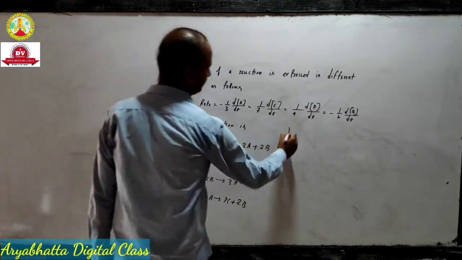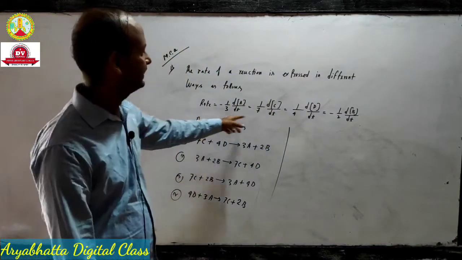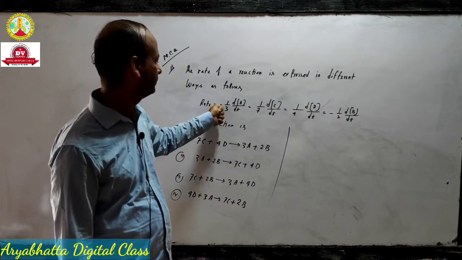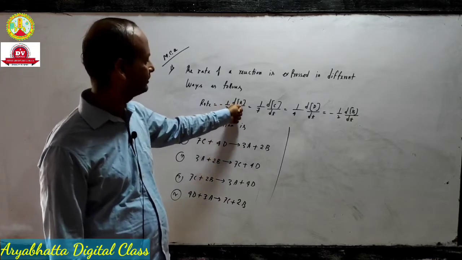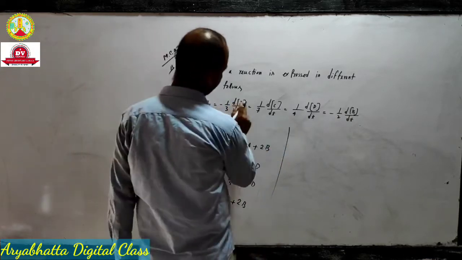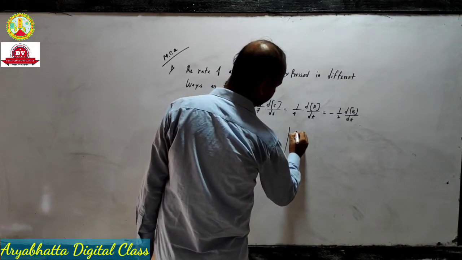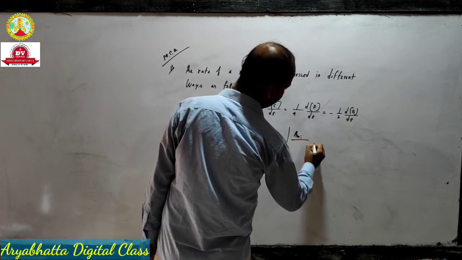First of all, please see the reactant. पहले reactant को देख लो. Now let's see. This minus means the concentration decreases, so obviously A will be a reactant. ये तो reactant ही होगा ना. So this will be 3A. The reaction is this one, 3A.